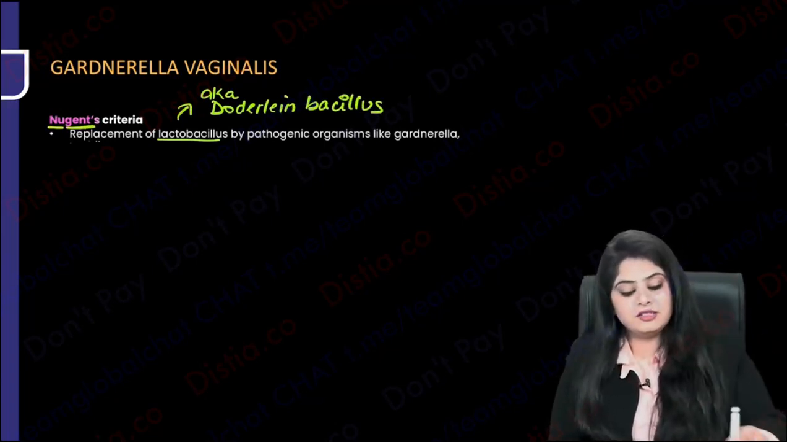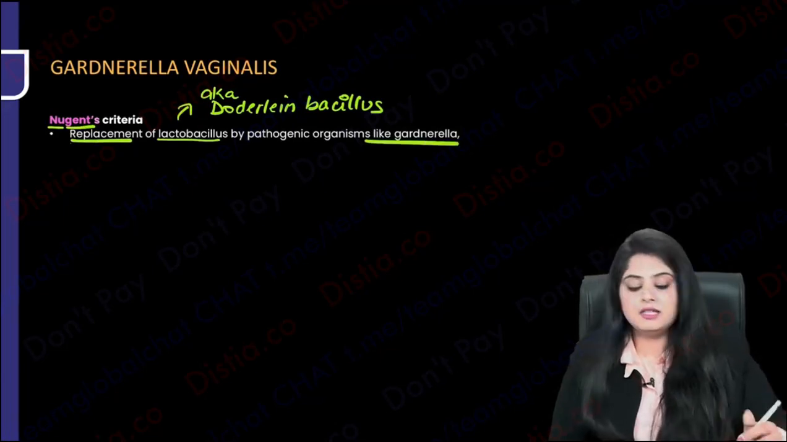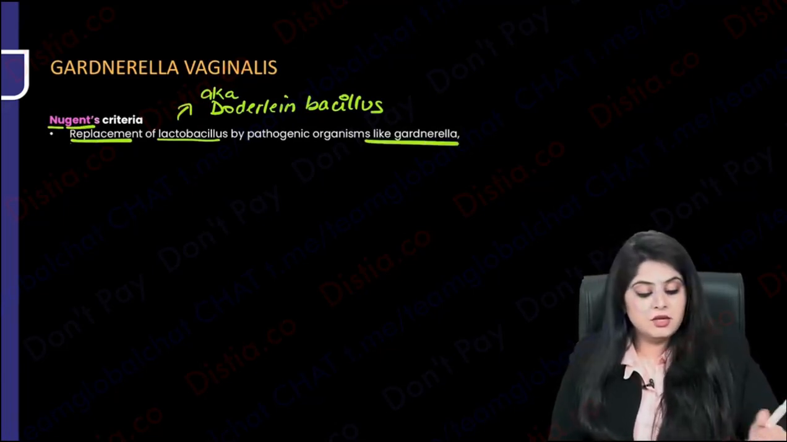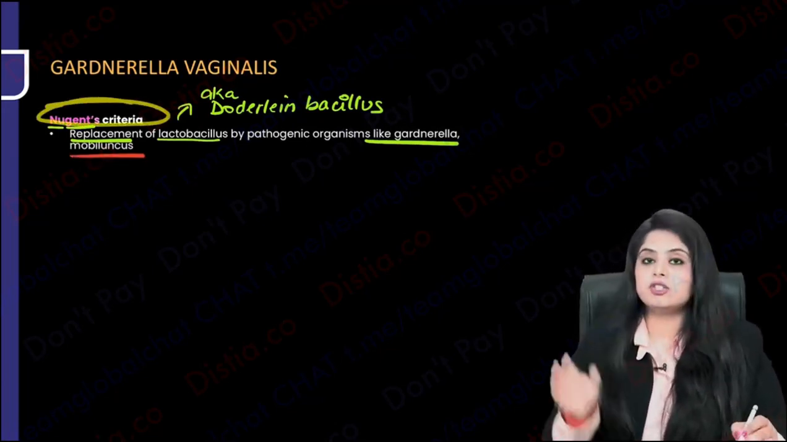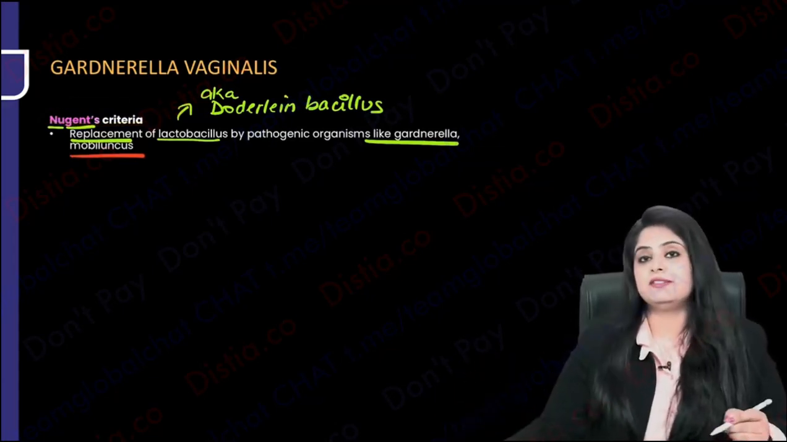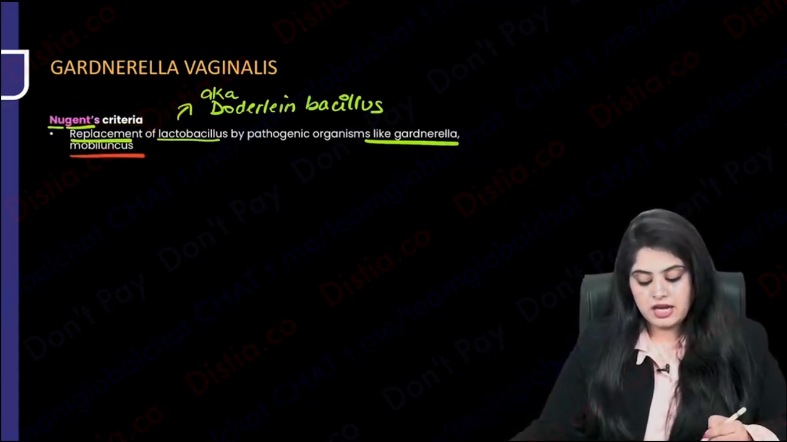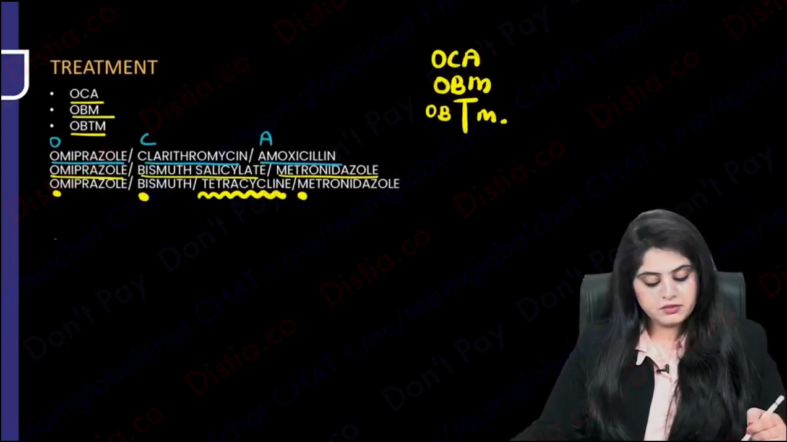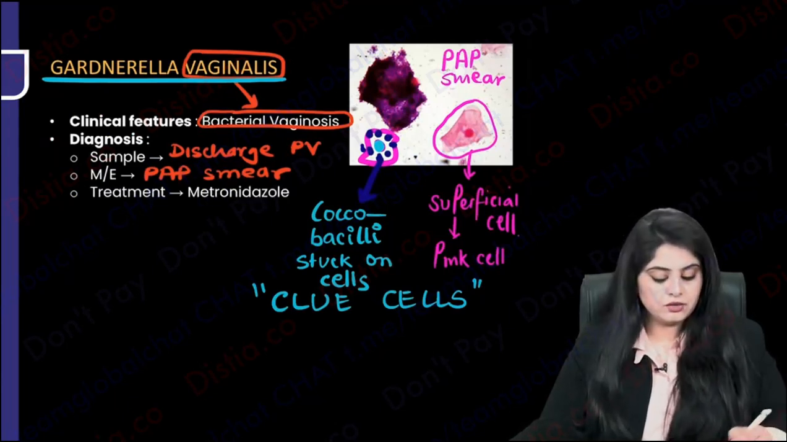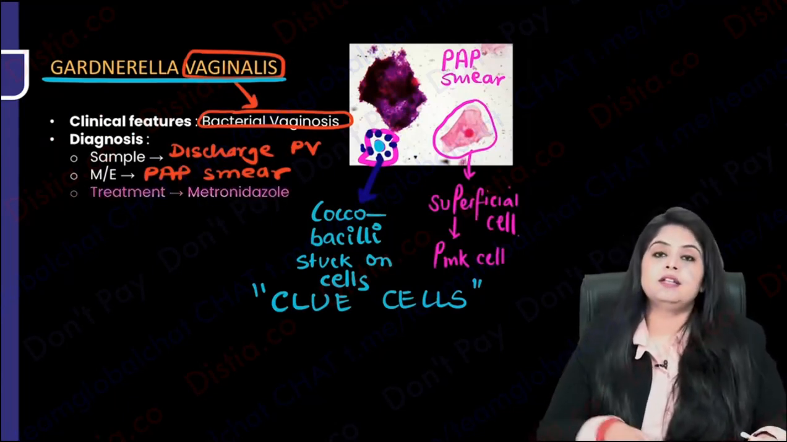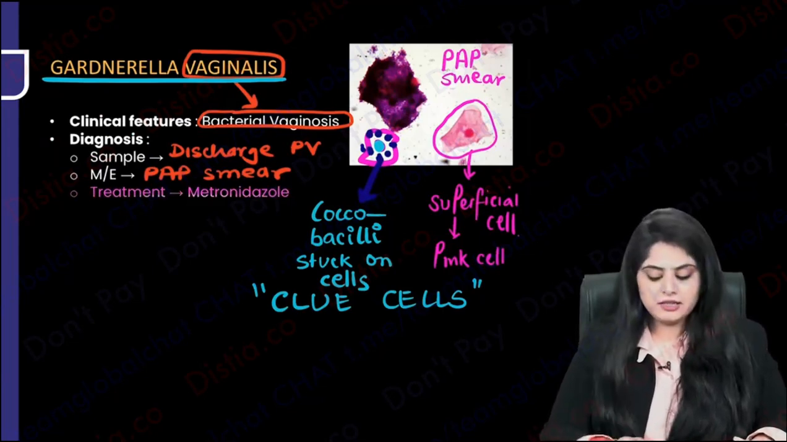The old lactobacillus will be replaced by either Gardnerella or even Mobiluncus. Mobiluncus can also replace it. So basically the new generation is coming in and the old one is getting replaced. That is the Nugent's criteria. How are you going to treat this? The treatment is with metronidazole. That is your final point on Gardnerella vaginalis. A small bacteria, this is also done.